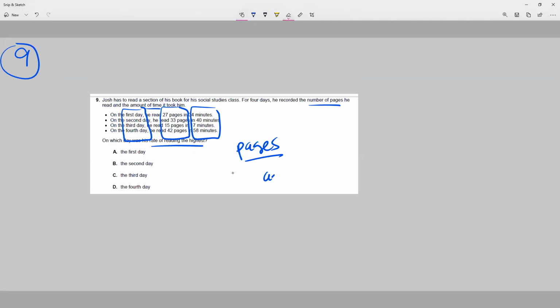So this is not true. It's not days. It's the amount of pages per minute, per time, right? So since we're recording in pages and in minutes, it's pages per minute. So the first day, I can just go through and fill these in. So the first day it was 27 over 4. The second day it was 33 over 40. The next day it was 15 over 7. And then the day after that, 42 over 58.